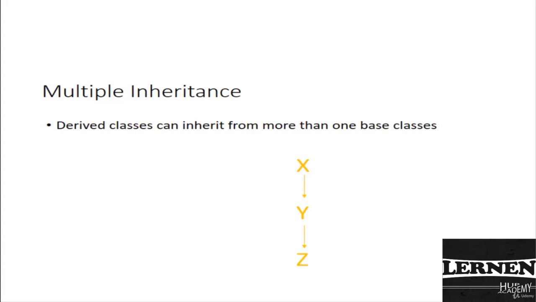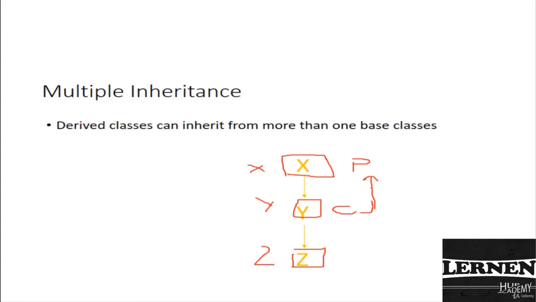We have multiple inheritance, in which a derived class can inherit from more than one base class. You can see here this is our parent class and this is the child of this parent, and we have the classes named X, Y and Z. This class inherits from this class, meaning this is a child and this is a parent. If we create a third class here, the Z class, then this class will be the parent and this class will be a child to it.